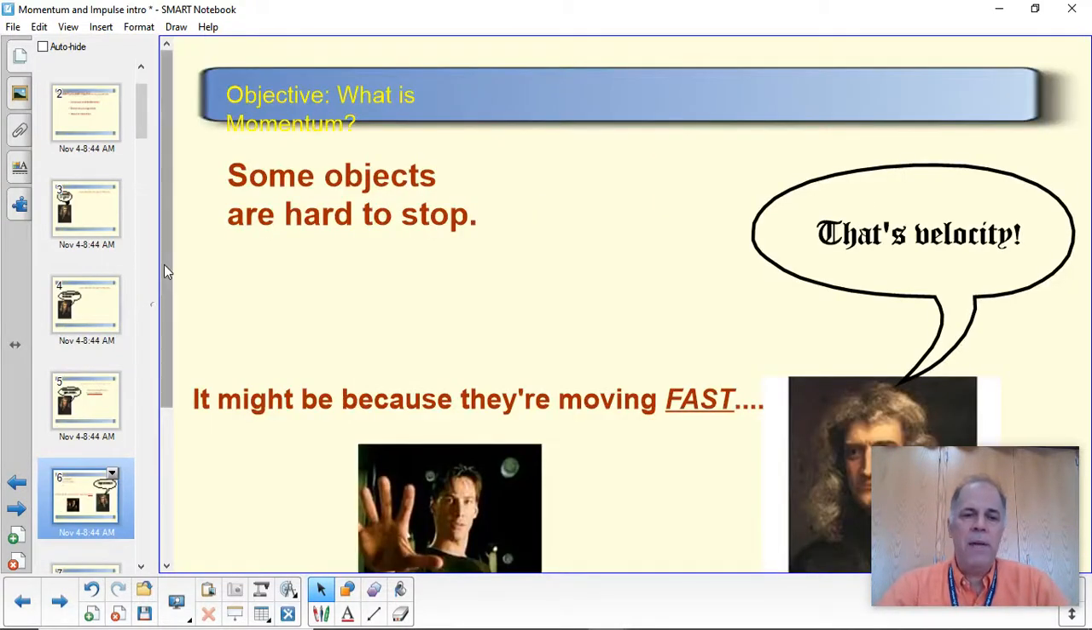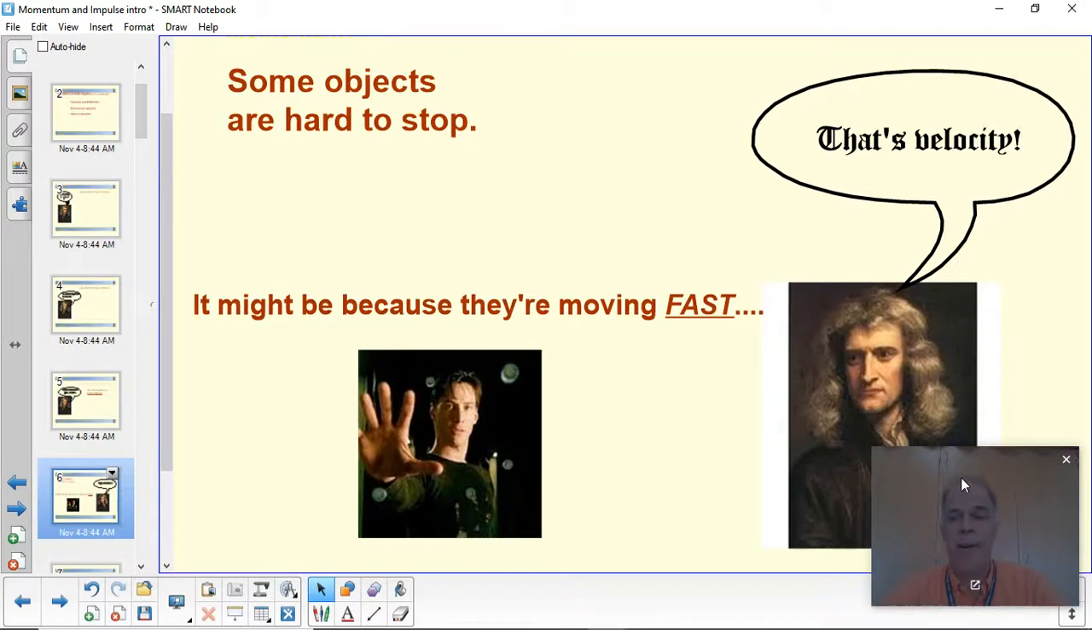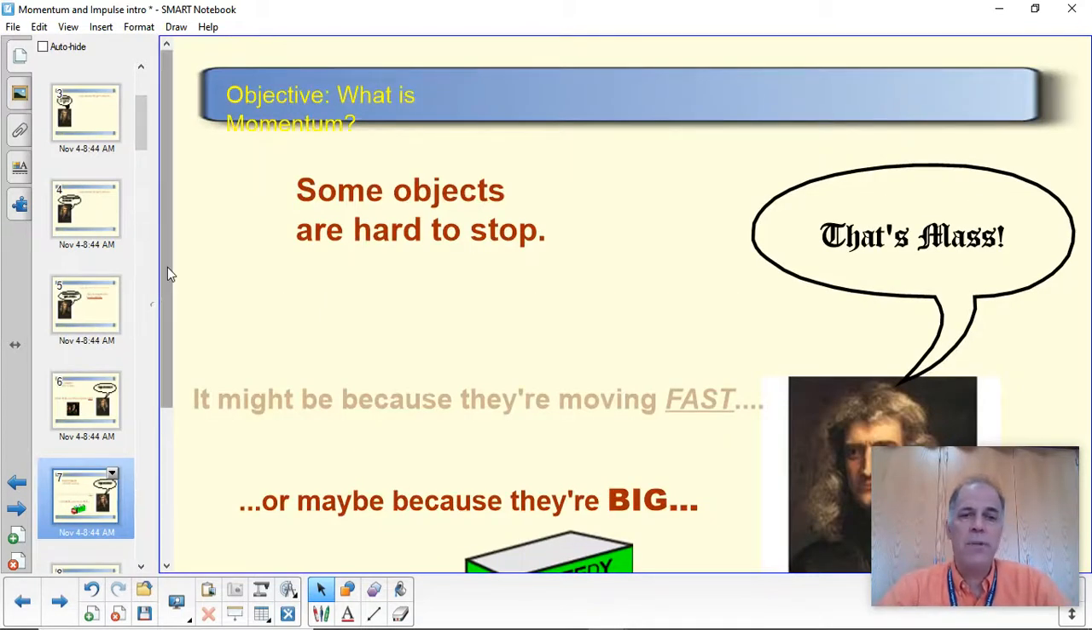So it might be that an object is hard to stop because it's moving fast. So like Neo and the bullets here. Bullets are hard to stop, even though they don't have very much mass, simply because they're going so fast. So the fact that something is moving quickly means that it is hard to stop. So velocity matters.